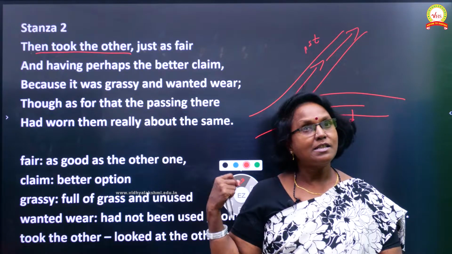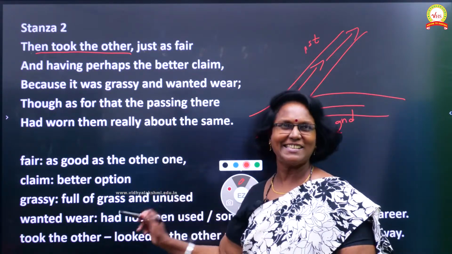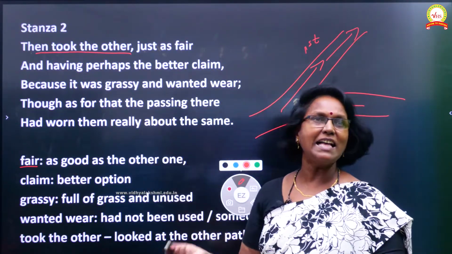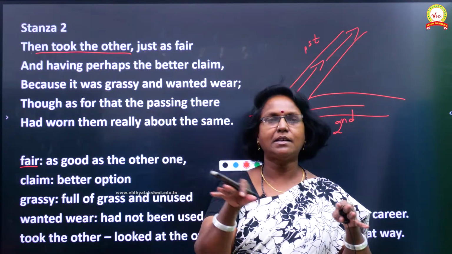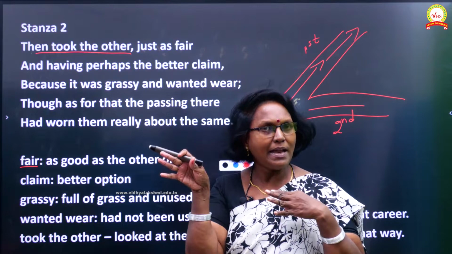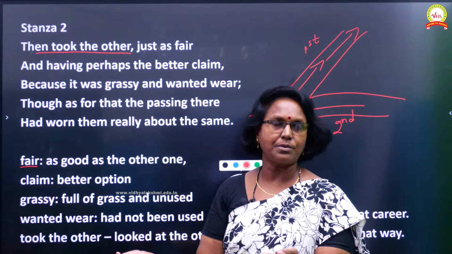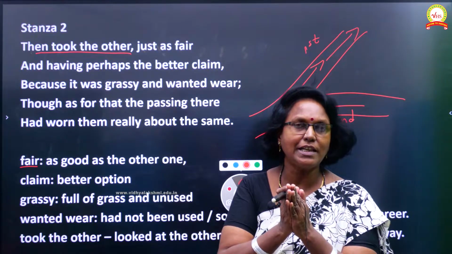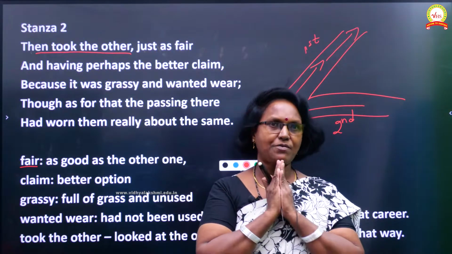And then see what he tells us. Before that, let me tell you what the meanings are and then I'll go to that. Fair, here, as good as the other one, means equal. First path, second path. How is the first path? Where did it bend? Means what kind of opportunities are there in store for the first direction, or for the first decision that you are taking, or else it can be your goal. What is there for the first one?